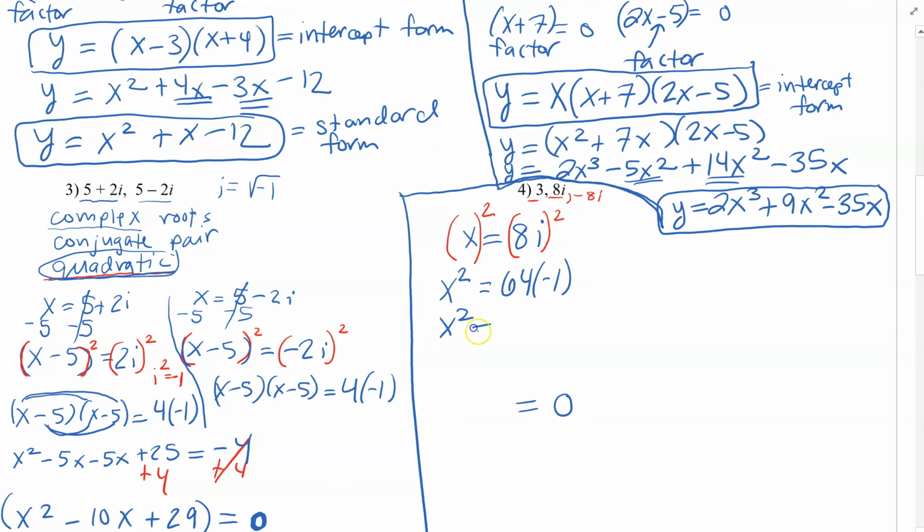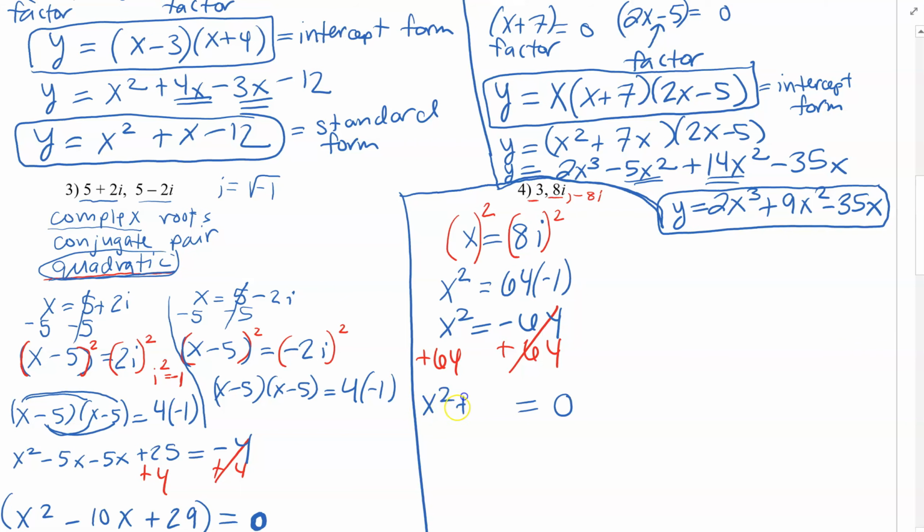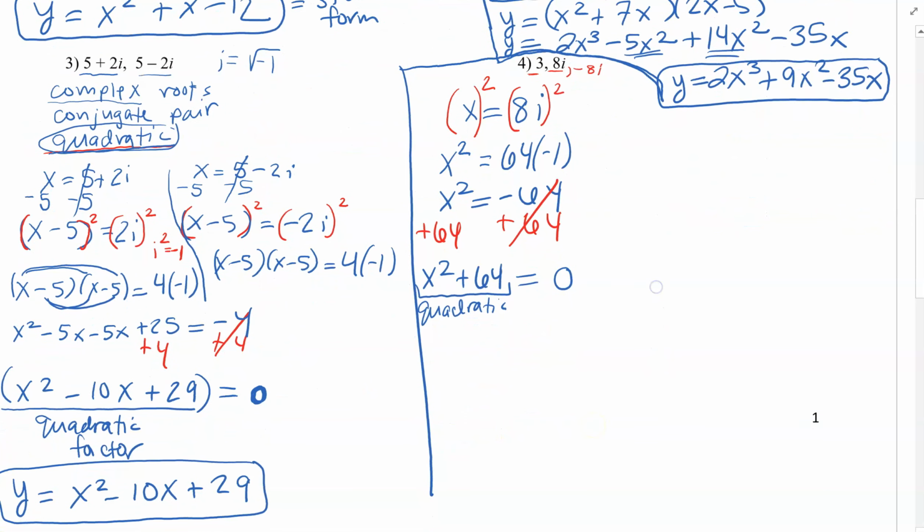So I get x squared equals negative 64, and then all I would have to do is add that 64 back to the other side to have my original equation set equal to 0. So what I just found out is that if x equals 8i is a solution to a factor being set equal to 0, if it's a root, that factor it came from must have been quadratic: x squared plus 64.